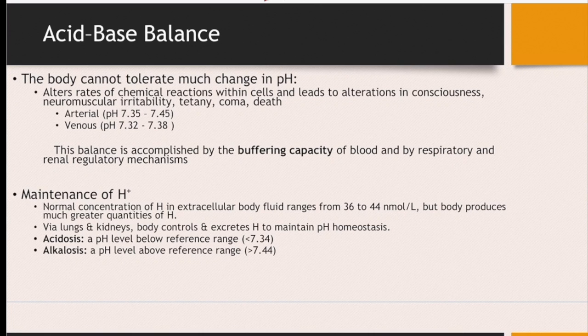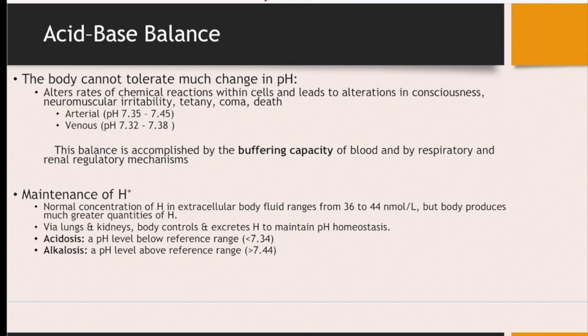And in doing so, chemical reactions are not going to perform properly, and that's going to lead to alterations in consciousness. You could get neuromuscular irritability, tetany, and more serious implications including coma and death. So this is something that your body takes very seriously.